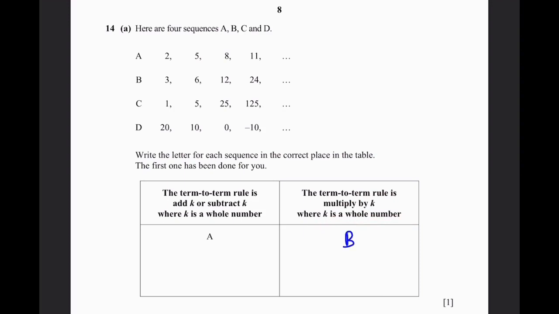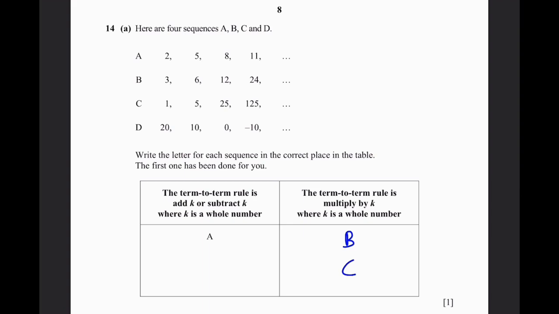1, 5, 25, 125. If you see 1 plus 4 is 5, 5 plus 4 is 9, not 25, right? But if you multiply, 1 into 5 is 5, 5 into 5, 25. 25 into 5, 125. So this is correct, and it comes under multiplication.